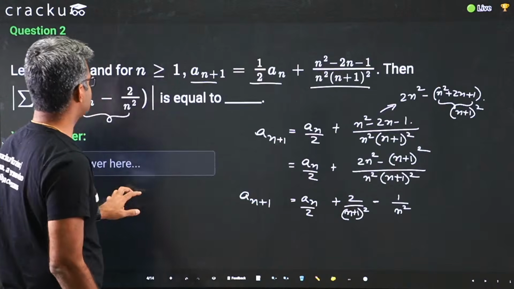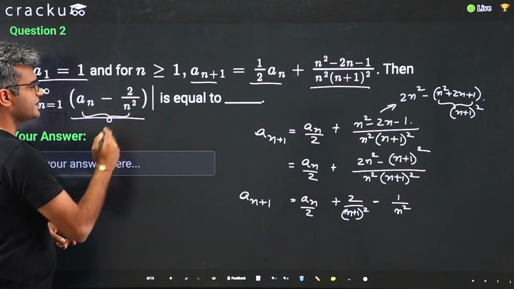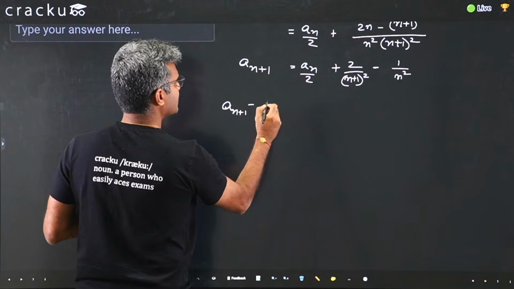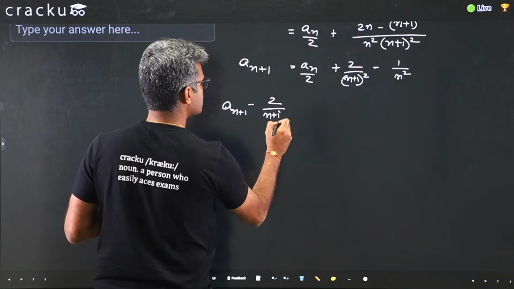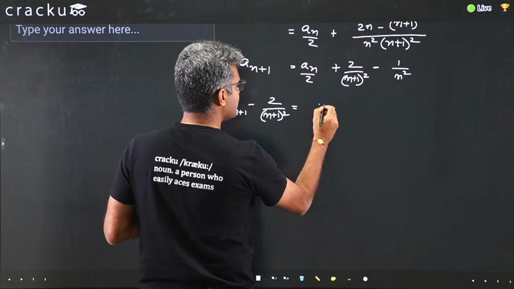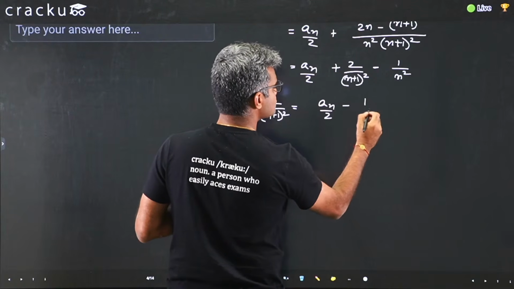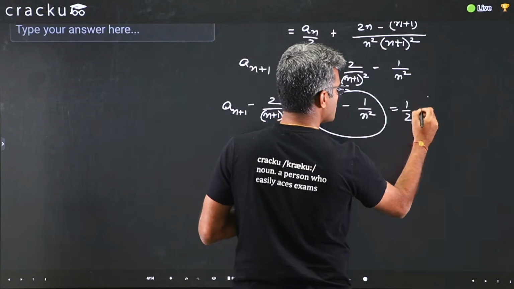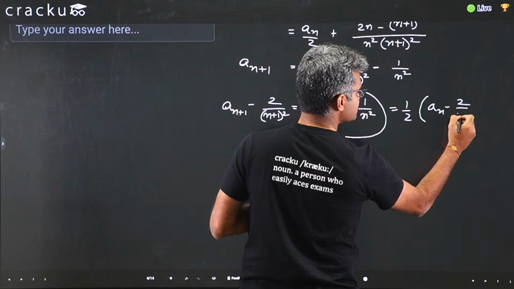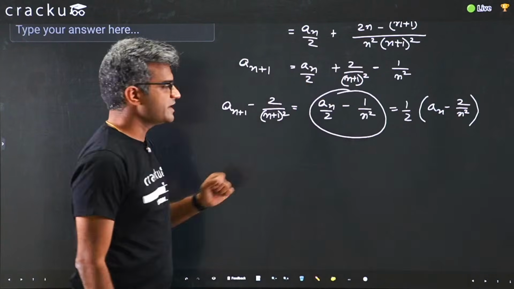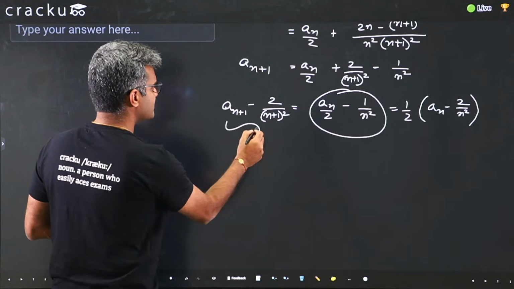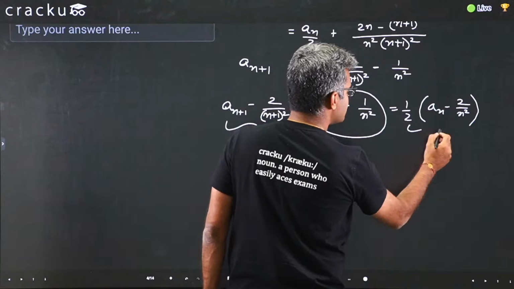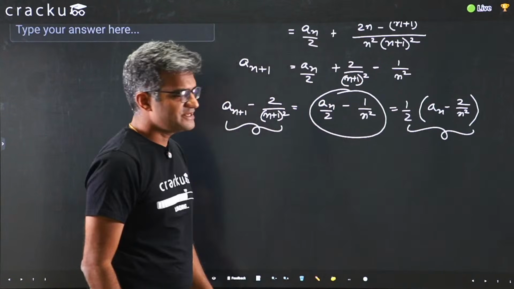Now if you see the expression that is given, this is an − 2/n². So a(n+1) − 2/(n+1)² is equal to an/2 minus 1/n². This part is equal to 1/2 into (an − 2/n²). So if you are looking at it, a(n+1) − 2/(n+1)² is 1/2 into (a(n) − 2/n²).